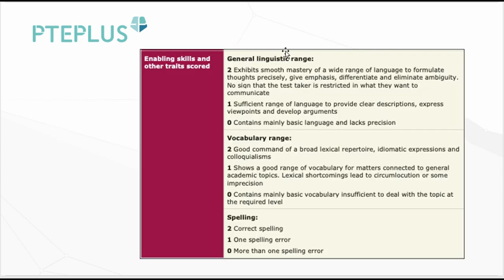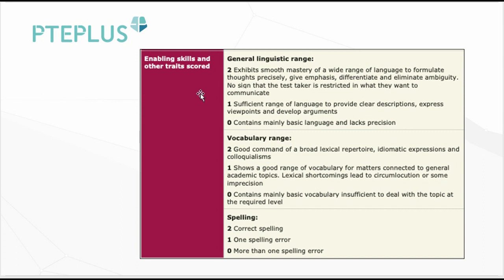Okay, now the last thing we want to talk about is the general linguistic range. This particular section of what's being tested equals a total of 6 marks, which adds to the earlier 9 marks to give us a total of 15 marks per question.